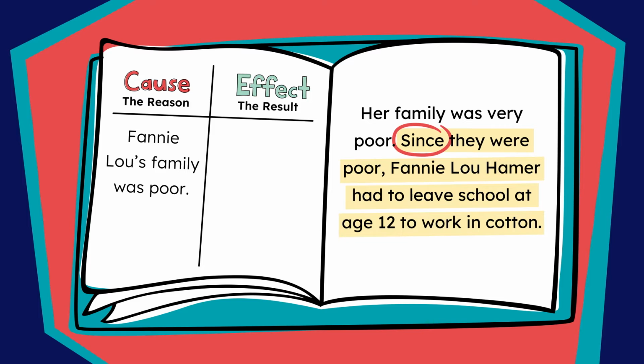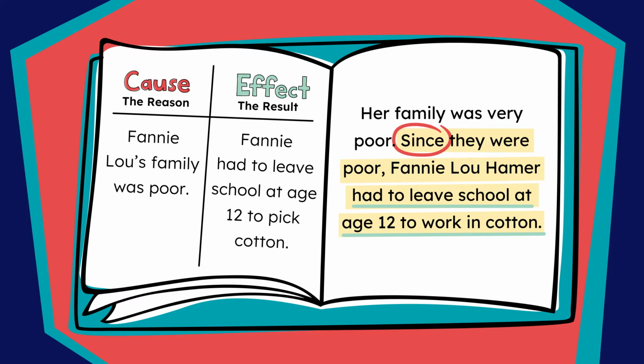Now, I want to find the effect. What happened as a result of Fannie Lou Hamer's family being poor? I can read in the text that Fannie had to leave school at age 12 to work picking cotton. This is the effect. I will add that to the effect column on our T-chart graphic organizer. The cause was that Fannie Lou's family was poor. The effect was that she had to leave school at age 12 to work picking cotton.